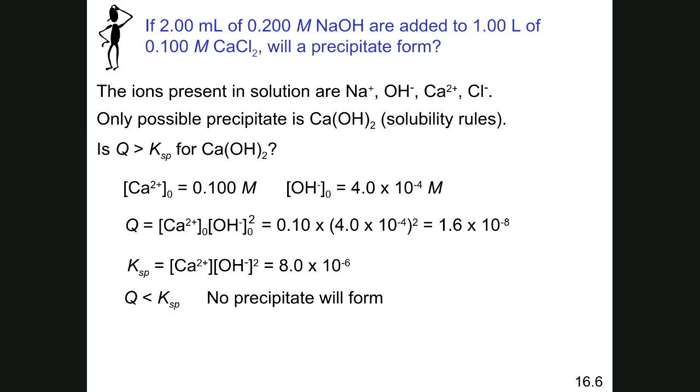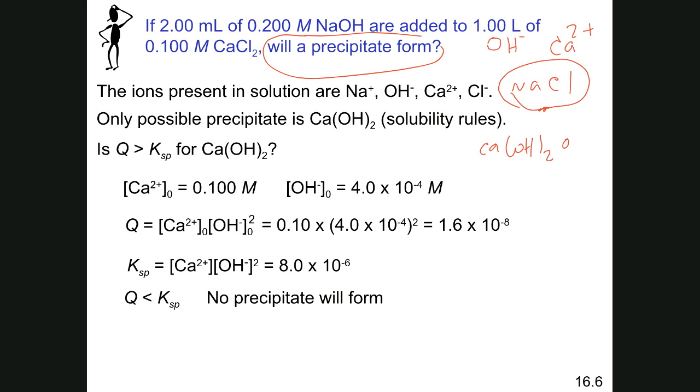Will a precipitate form? Okay, so we want to identify the species. The species that we have here are the hydroxide ion and the calcium ion, because we know that Na is not going to form a precipitate with Cl, because it's considered a soluble compound. So if you're combining these two, the possible compounds that they can form are calcium hydroxide or sodium chloride. Which one should we study to see if it's going to form? If anything, this will form first before this one.